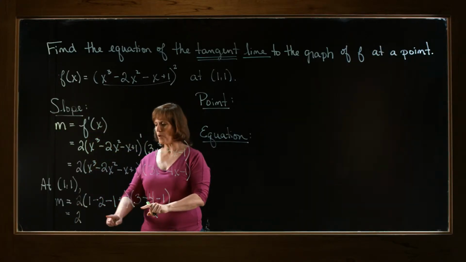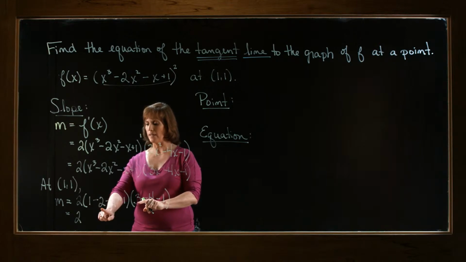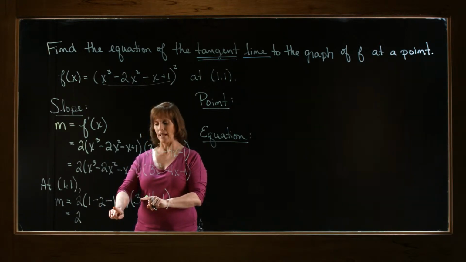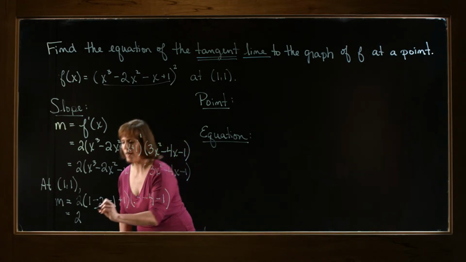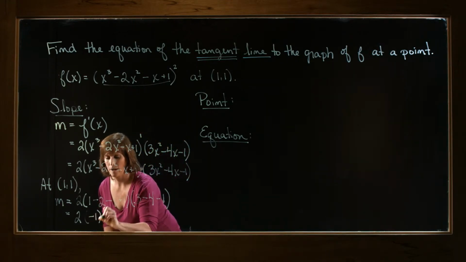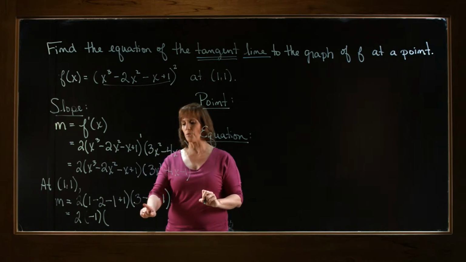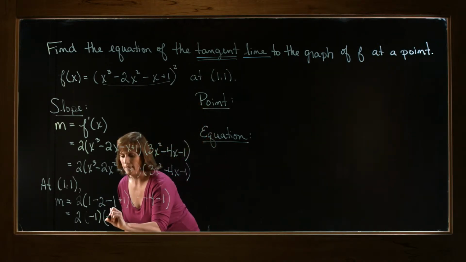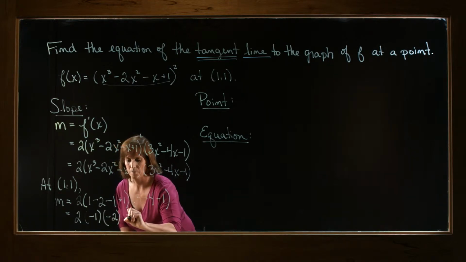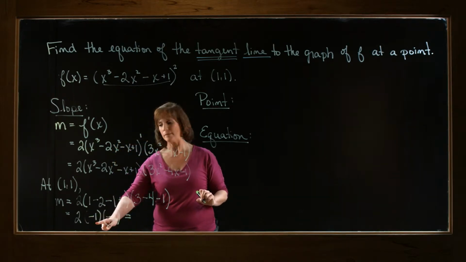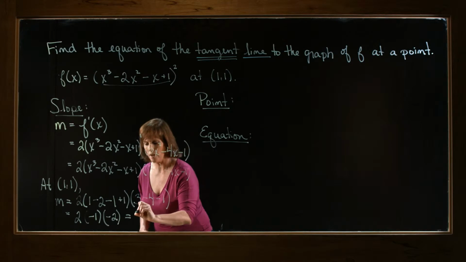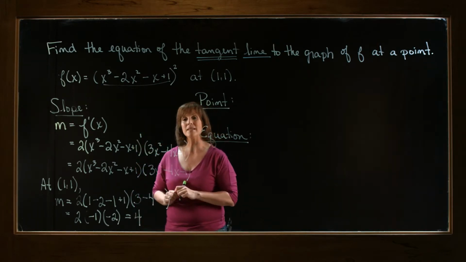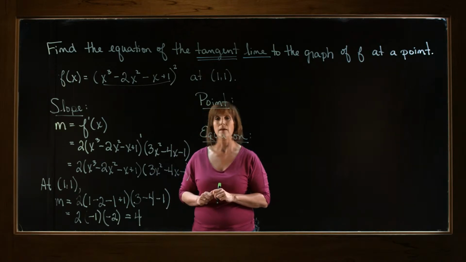So in each of the parentheses, I'm going to have a 1 minus 2, which is a negative 1, minus 1, which is negative 2, plus 1, so that'll be a negative 1. And then I have a 3 minus 4, which is a negative 1, minus 1, and that leaves me with negative 2. I now have 2 times negative 1 times negative 2 for a grand total of 4. So the slope of my tangent line is 4.